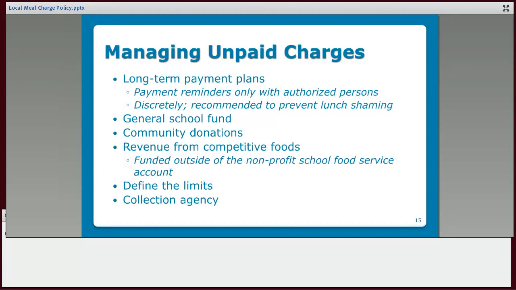Set and clearly define these limits in your policy. Talk to your community for donations, develop relationships or partnerships to form stable assistance. And if you decide that contracting with a collections agency is part of your local meal charge policy, consult with legal professionals before doing so.